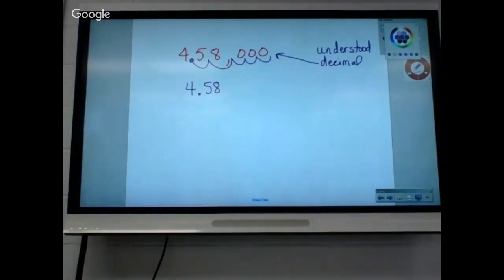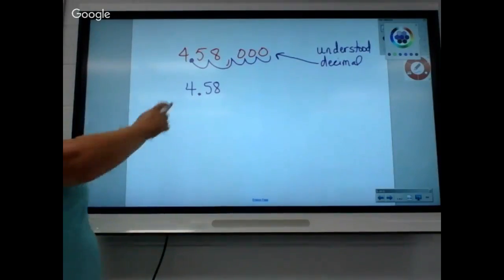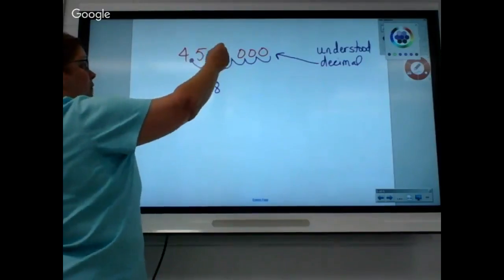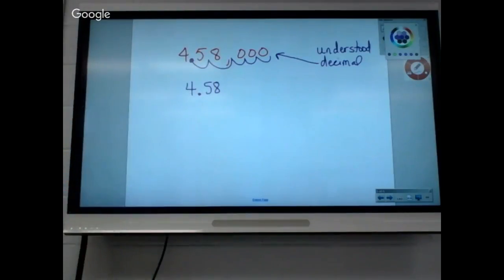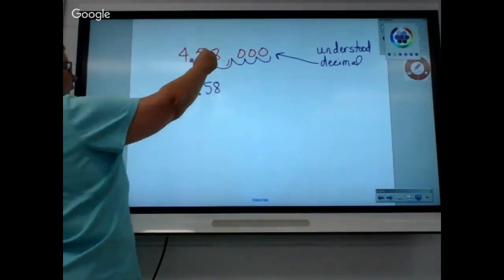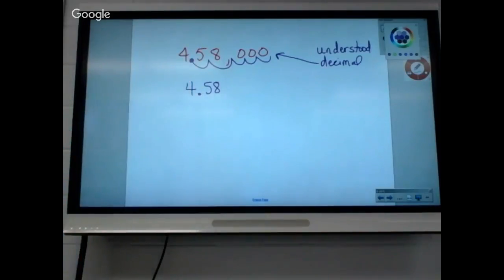If I stopped behind the 8, would 458 be between 1 and 9? No. If I stop between 5 and 8, would 45.8 be between 1 and 9? No. That's why we went all the way to between 4 and 5, because 4 is between 1 and 9. Does everybody understand why Andy said go there?